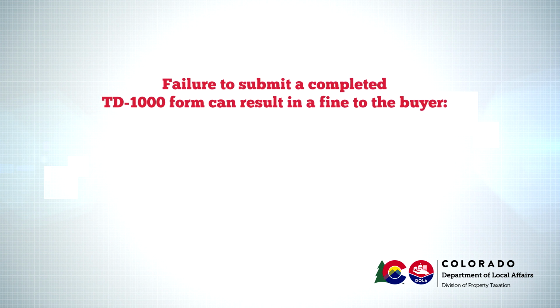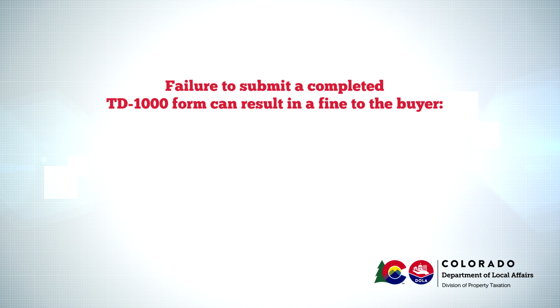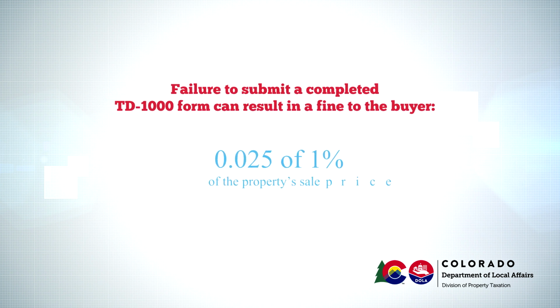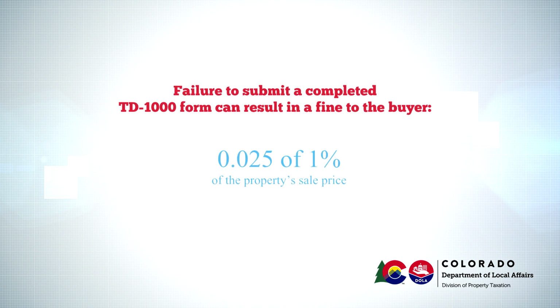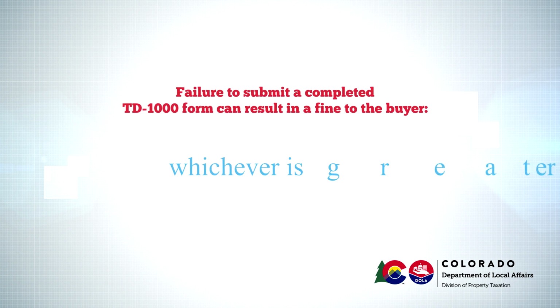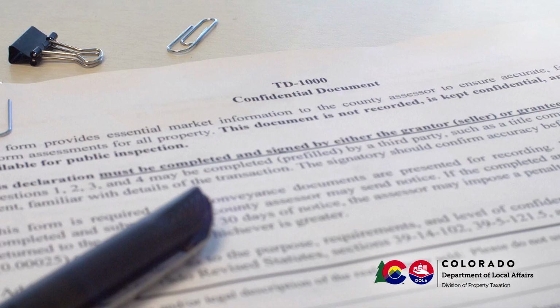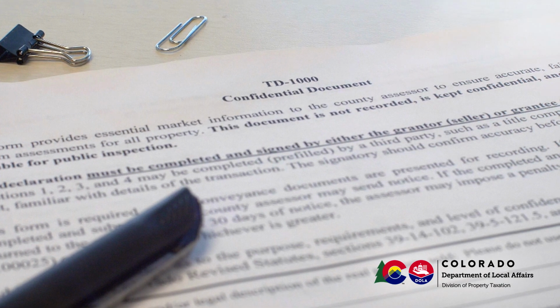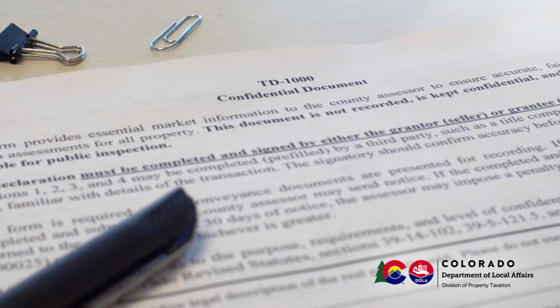Failure to submit a completed TD1000 form can result in a fine to the buyer of $25 or 25/1000% of the property's sales price, whichever is greater. We will now take you through the Real Property Transfer Declaration line by line. This is a paraphrasing of the Real Property Transfer Declaration instructions, which are available with the Transfer Declaration and will serve as a good reference while familiarizing yourself with the TD1000 form.